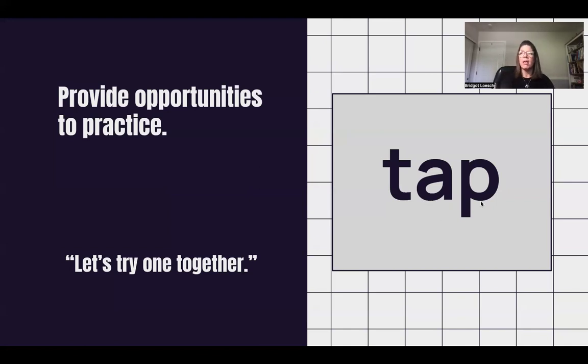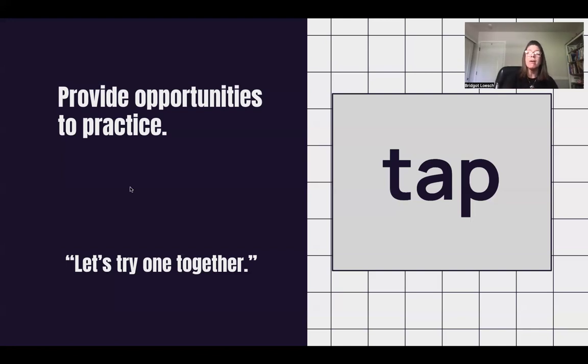B says b. This is a P. P says p. So remember, P says p. Everyone repeat that for me. P says p. Okay, now let's try again. Let's read each sound, then we'll blend them together. Tap. Tap. Excellent. Read that word one more time. Tap. Excellent.